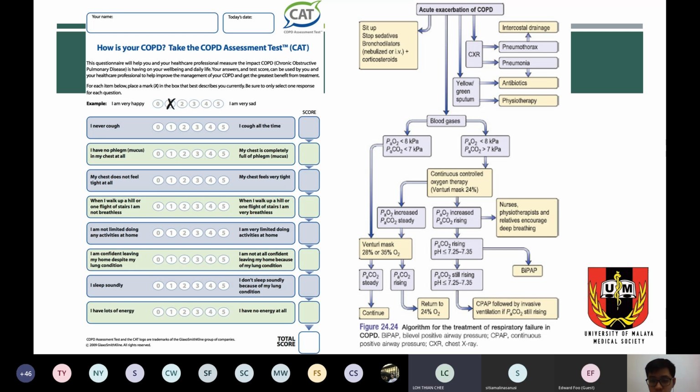ventilation. That one is probably not your level, but as long as you have the knowledge or kesadaran, in patient with COPD, can't give too much oxygen. If you want to give oxygen, must give at a controlled manner. And if the CO2 starting to go up, it's a danger sign. If you know that, I think you are quite safe.